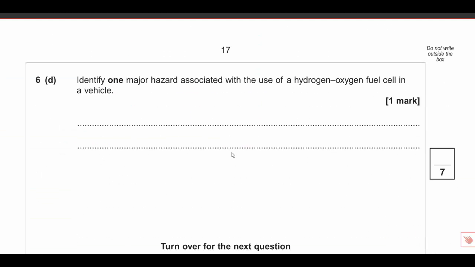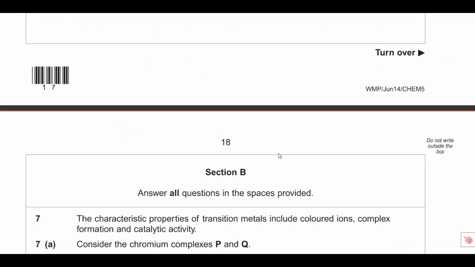6D, one major hazard associated with the use of a hydrogen oxygen fuel cell in a vehicle. Classic answer there from GCSE again. Hydrogen is flammable, and obviously if you're walking around with a big tank of hydrogen in your car to constantly feed that fuel cell, you crash, you're going to have problems. So hydrogen flammable, could also be explosive as well. One more mark, 7 marks there.